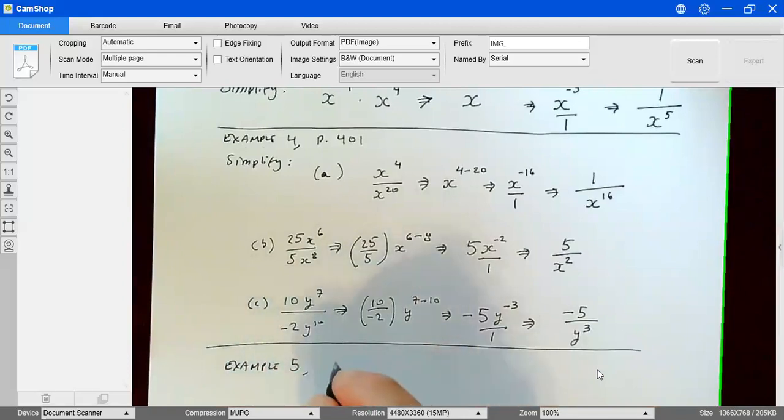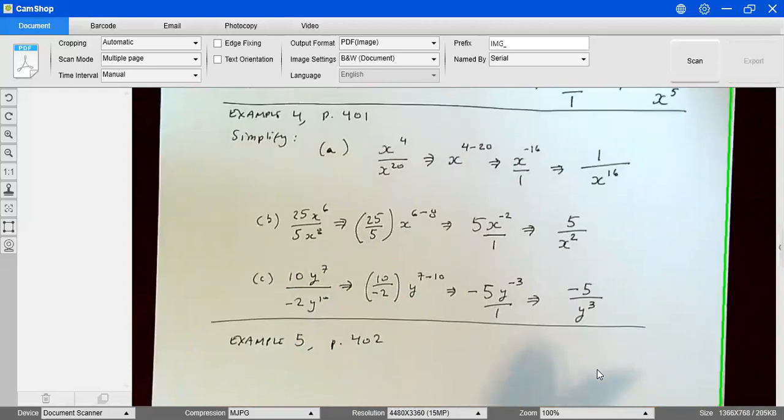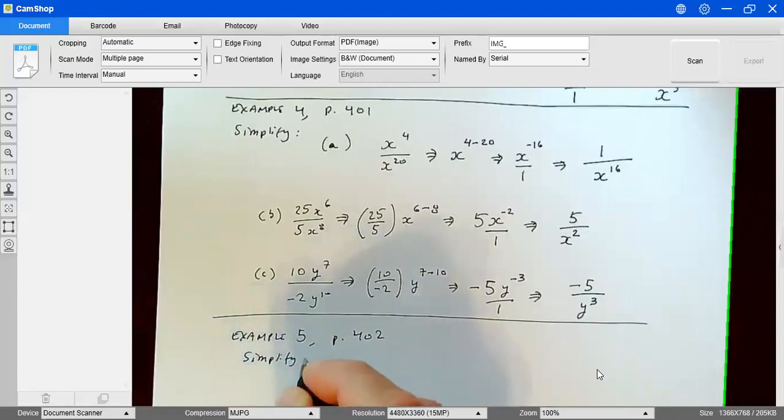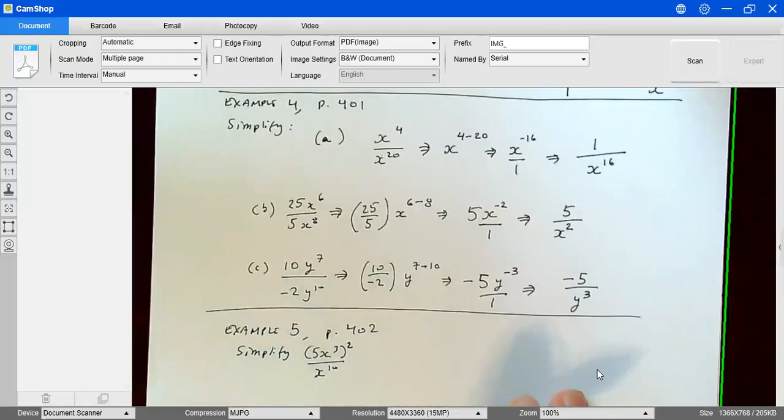Now we have example 5. Example 5 on page 402. So we're going to simplify 5x cubed, squared, over x to the 10.